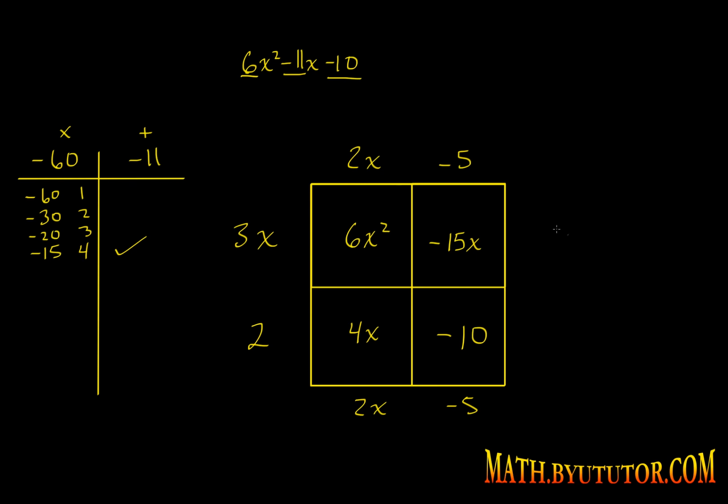And that gives you the final factored form. We have what we pulled out, the 3x and the positive 2. So 3x and positive 2. And the 2x minus 5, which is what we were left with. And so that's the factored form of 6x squared minus 11x minus 10.